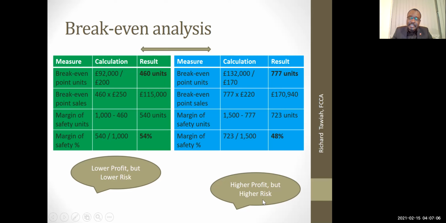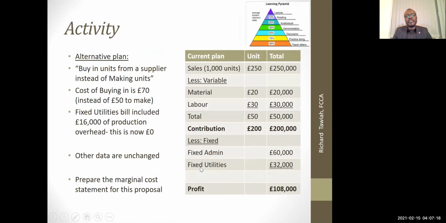There is a higher risk that we will drop down in terms of the pecking order in making profits. But in the scenario where we're making 108,000, there's the lower risk. So it's interesting how we find management accounting. There is no one answer. It's not about precision. It's about flexibility and relevance.